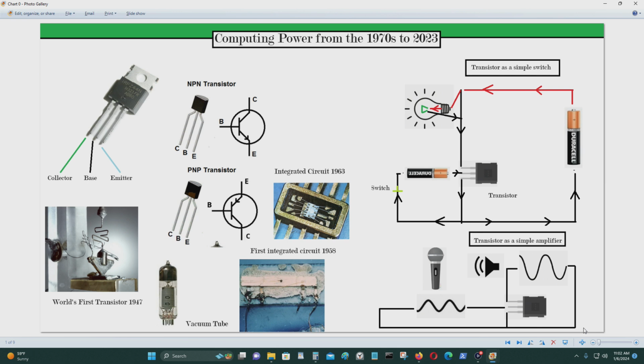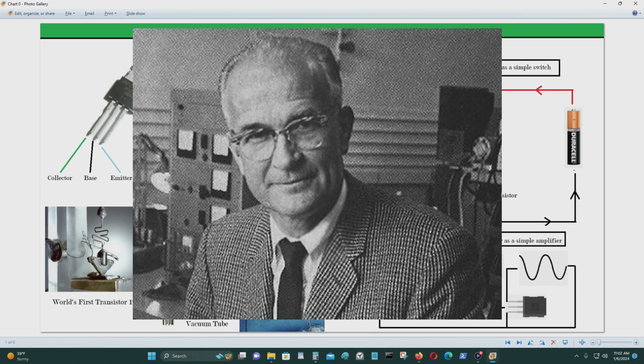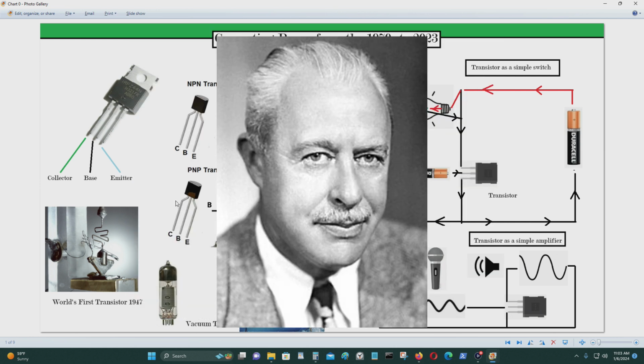The basic component to a central processing unit or an integrated circuit is something called a transistor, which you could see right here. And this was the world's first transistor, which was created at Bell Labs by three engineers. First one named William Shockley, Walter Brattain, and John Bardeen.